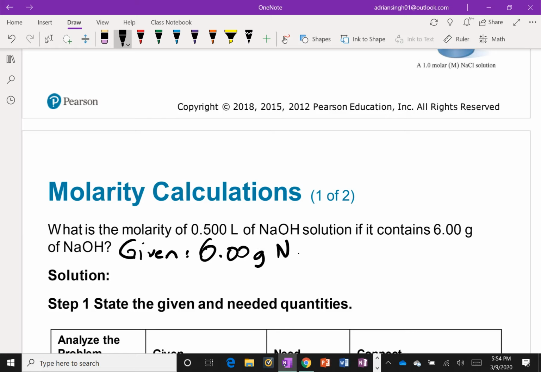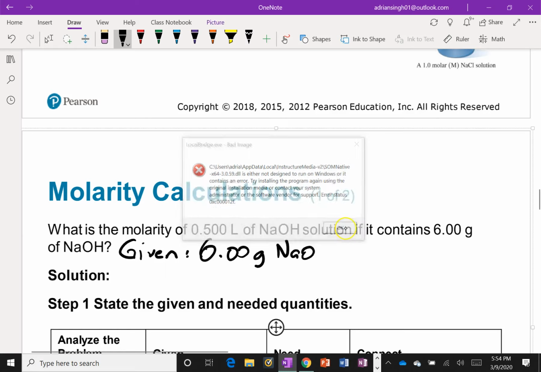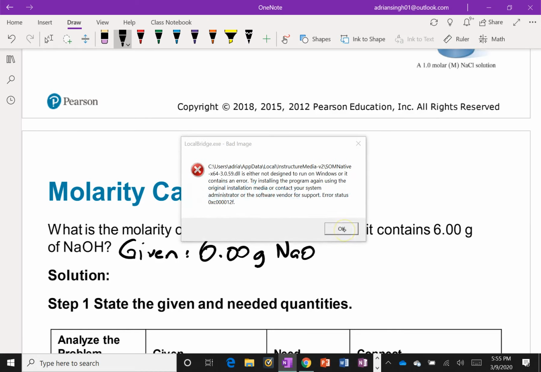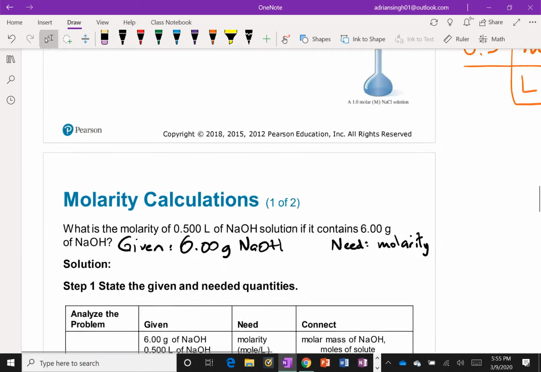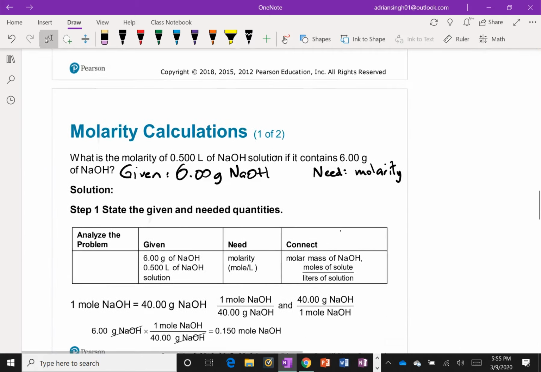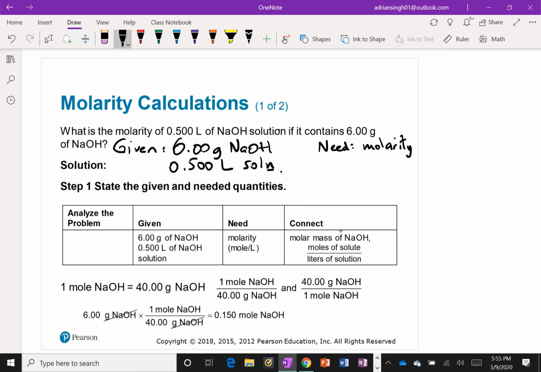We're given 6.00 grams of NaOH, 6.00 grams of sodium hydroxide, and we need the molarity. We're also given that we have 0.500 liters of the solution.